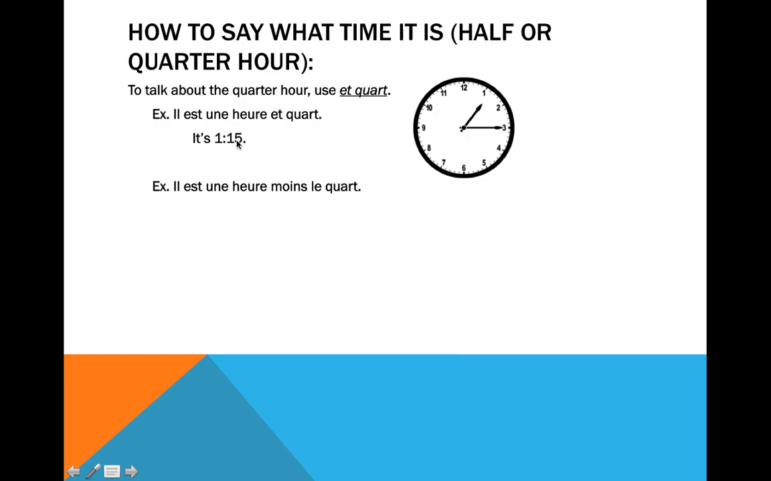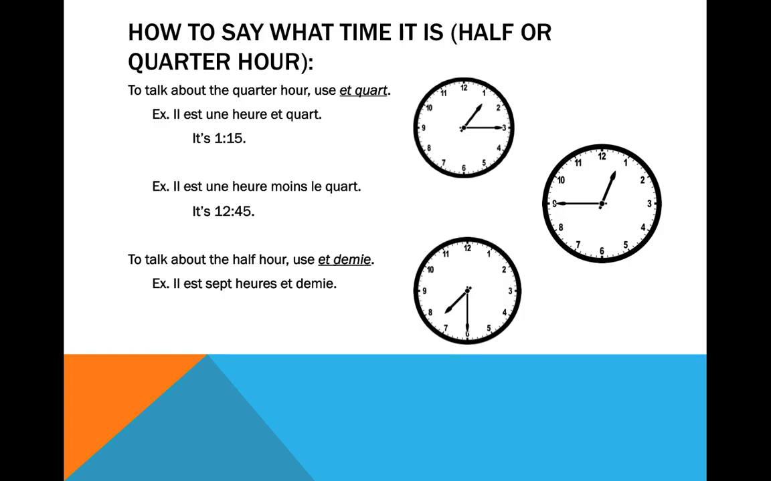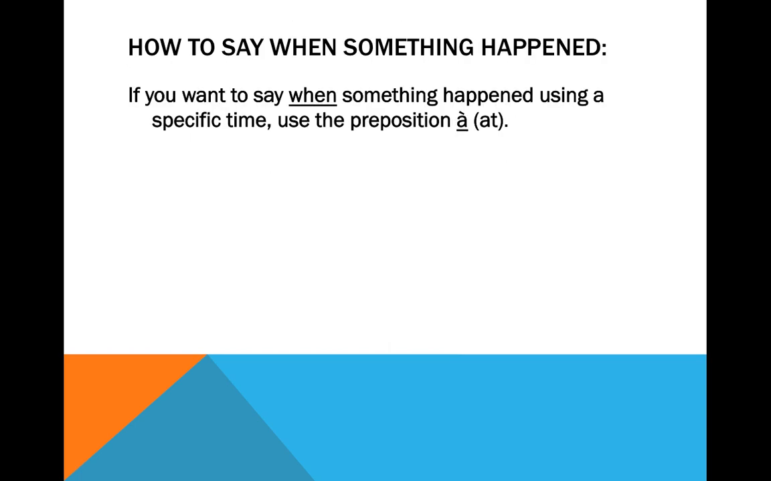Another example, if you say il est 1h moins le quart, that would mean it's 12:45. So here we see it's 1 hour et quart, and a quarter. Here it's 1 hour minus a quarter, so 12:45, working backwards. If you're talking about the half hour, you would use et demi. So for example, saying il est 7h30, that would mean it's 7:30. And of course, this one is the same whether you're going forwards or backwards, so we don't have to worry about using moins in this case.